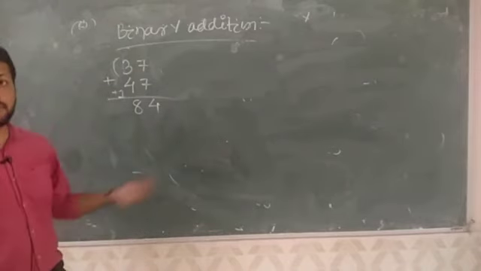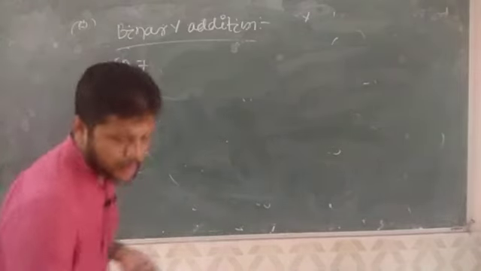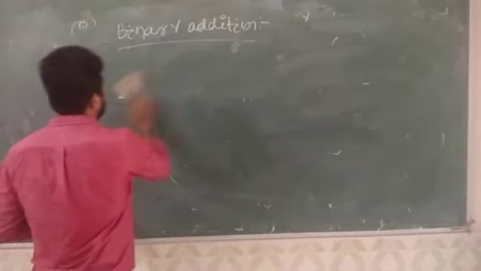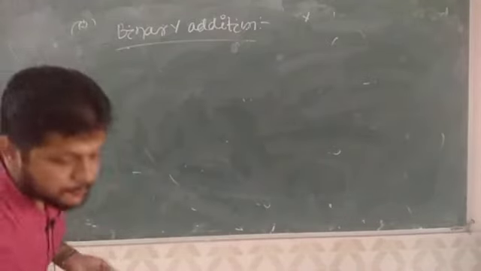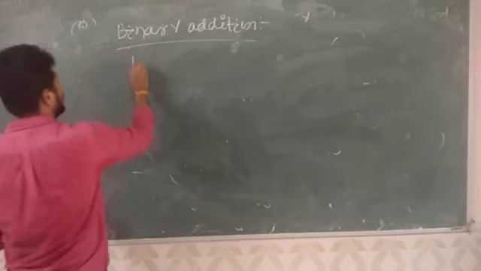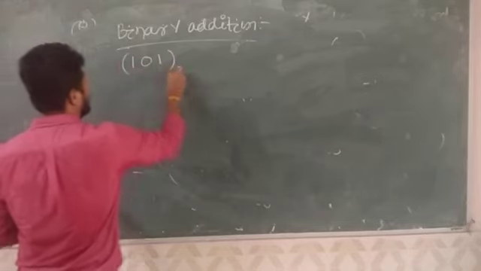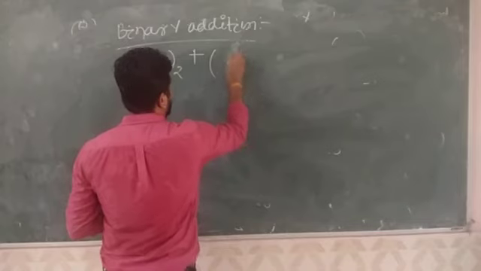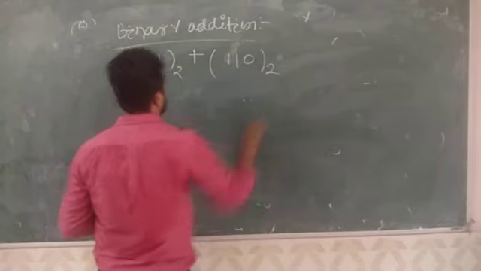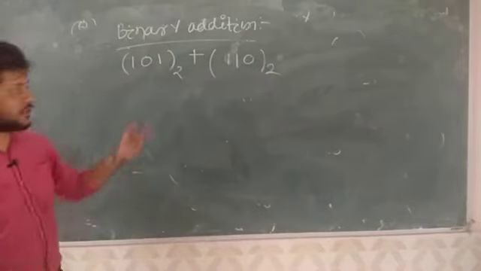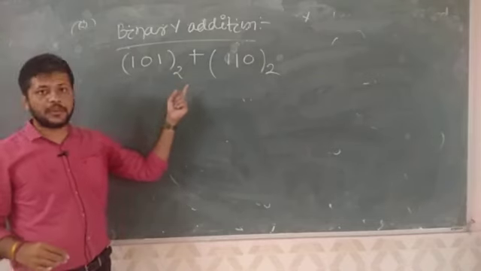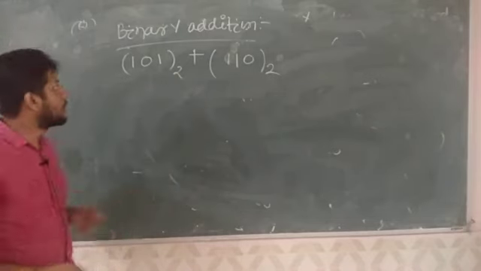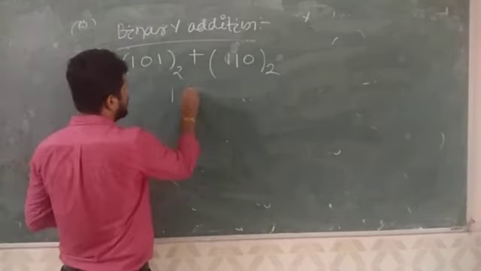Similarly, how to add binary numbers? We will see that. Suppose two numbers are given in the binary number system. You need the addition of 101 base 2 plus 110. How can I say this is a binary number? Because here the base is 2. So how to add?